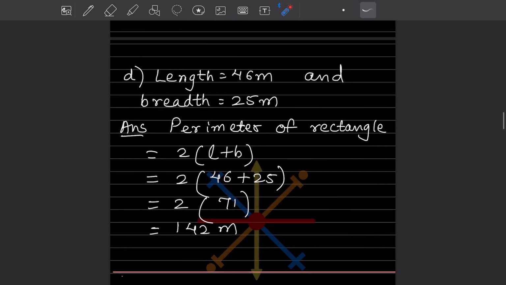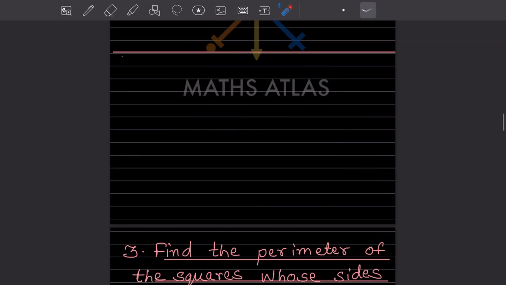Now again over here, the length is given. First look at the units. Both are the same, so you don't have to worry about it. Now this formula you have to write. You cannot put the direct values. Even in the marking system, the formula is important. There are some marks allotted for the formula as well. Now here, this is 46 and this is 25. When you add, this is 71. And when you multiply this and this, you get 140 meter.